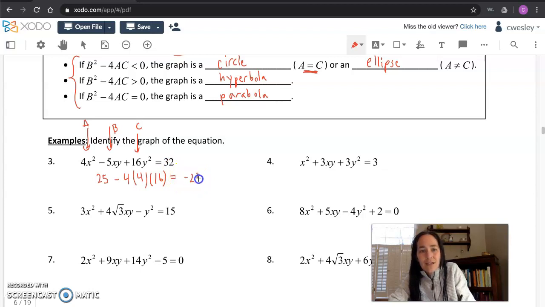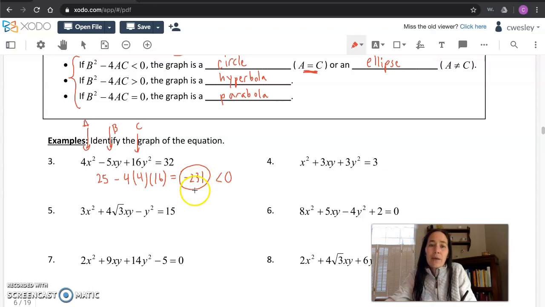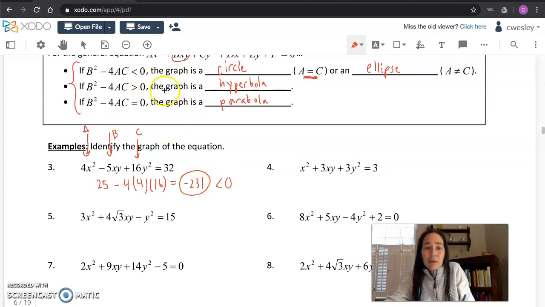It matters what the sign of this number is. So if that's negative 231, it's less than 0. My key tells me that that actually makes this an ellipse. I'll put E for ellipse. Ellipse is what I would have guessed for this one because, with our old way, you've got the same sign on your x squared and your y squared coefficient. So not too surprising that this is an ellipse.